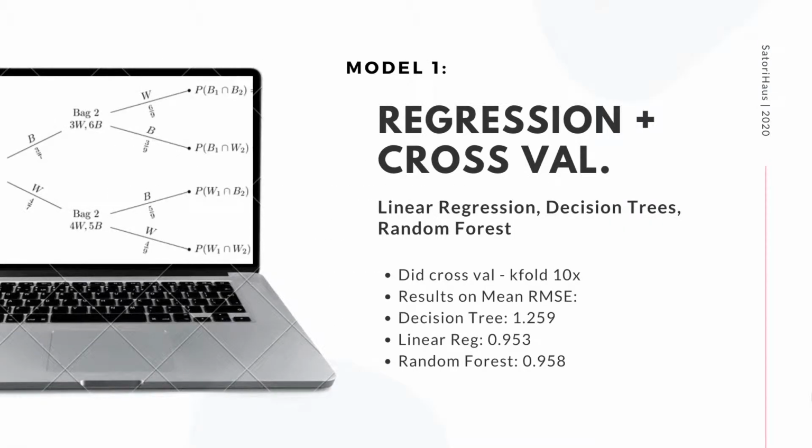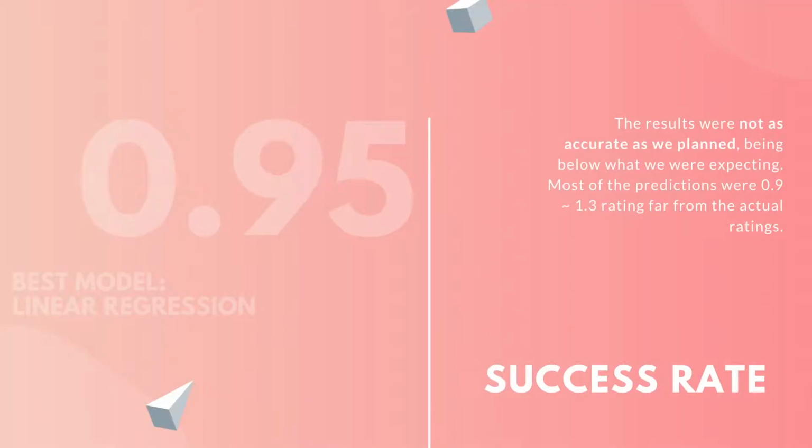Our first model was regression, and we used cross-validation to improve our RMSE score. We used linear regression, decision tree, and random forest. After 10 folds of cross-validation, the mean RMSE for linear regression was the greatest, at 0.953, and the decision tree lowest, at 1.259. The results were not as accurate as we planned, being below what we were expecting. Most of the predictions were 0.9 to 1.3 ratings far from the actual rating.